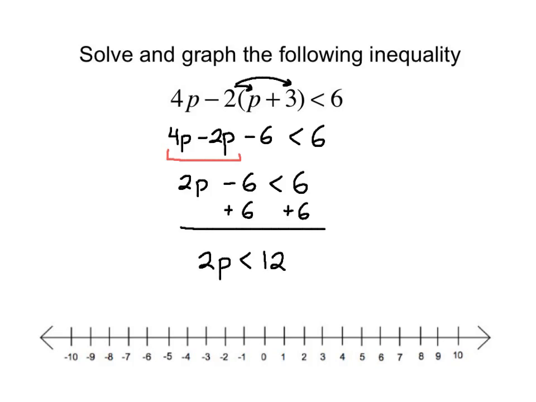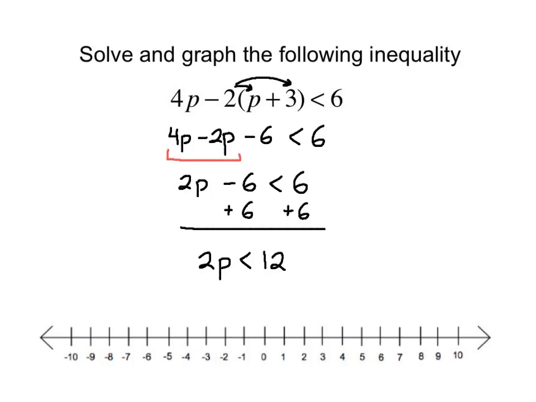Now every time we do an operation, we want to ask, do I have to change the inequality sign? The answer here is no. I didn't multiply or divide by a negative. In fact, I actually added a positive value. So addition and subtraction, those are both okay. And even multiplying and dividing by positive values are okay. Only when we multiply or divide by a negative do we have to switch that inequality sign.